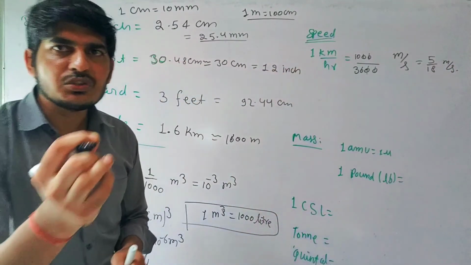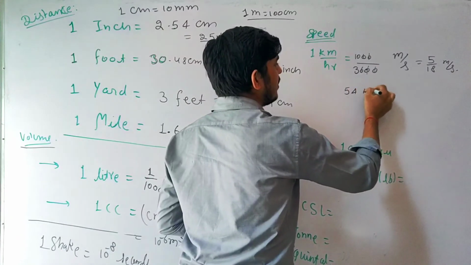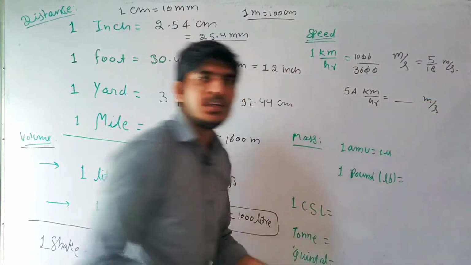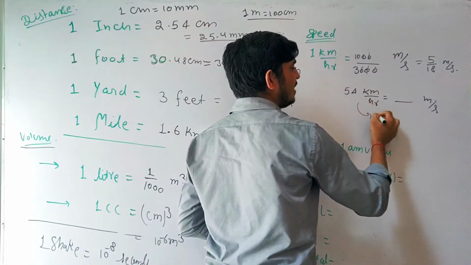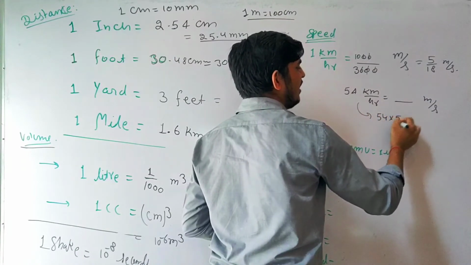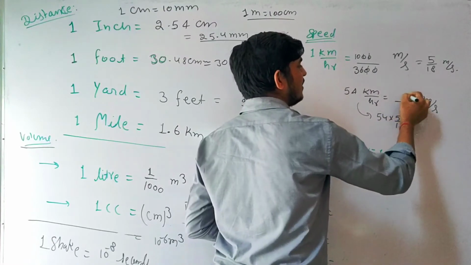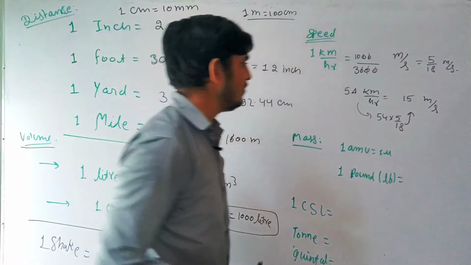सो मैं एक छोटा सा न्यूमेरिकल दे रहा हूँ आपको, ध्यान देना. बताइए 54 किलोमीटर पर आवर इज इक्वल टू हाउ मेनी मीटर पर सेकेंड. हाउ मेनी मीटर पर सेकेंड, टेल मी. Sir, you can convert this by multiplying 5/18. Direct आप multiply करें, you will get 15 meter per second. Am I right? Very good. I hope आपको भी यही मिला होगा.